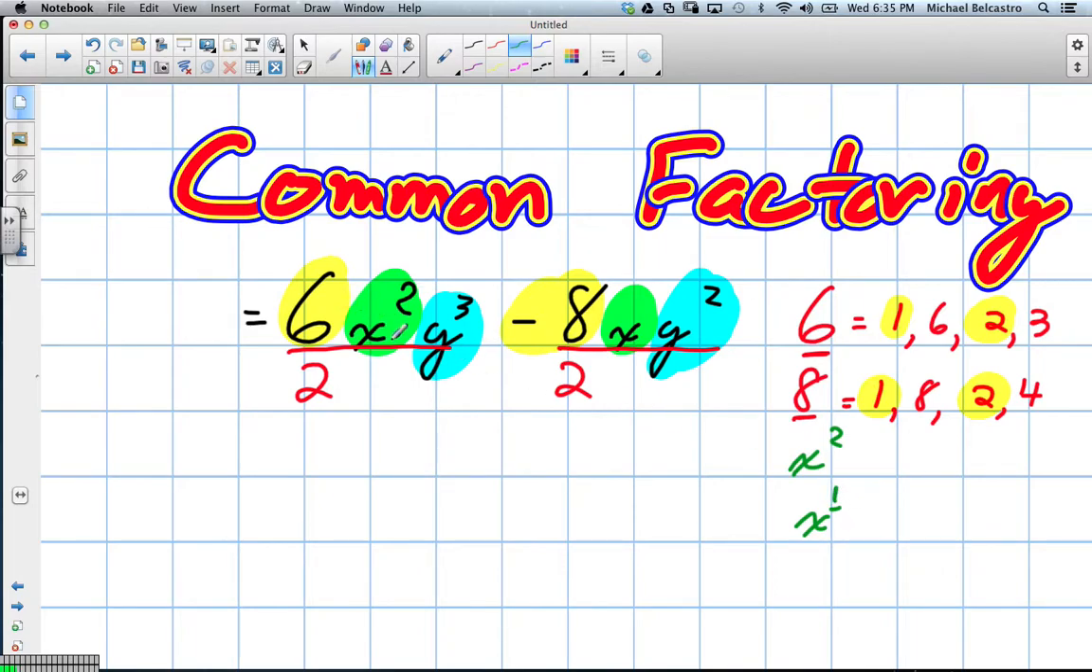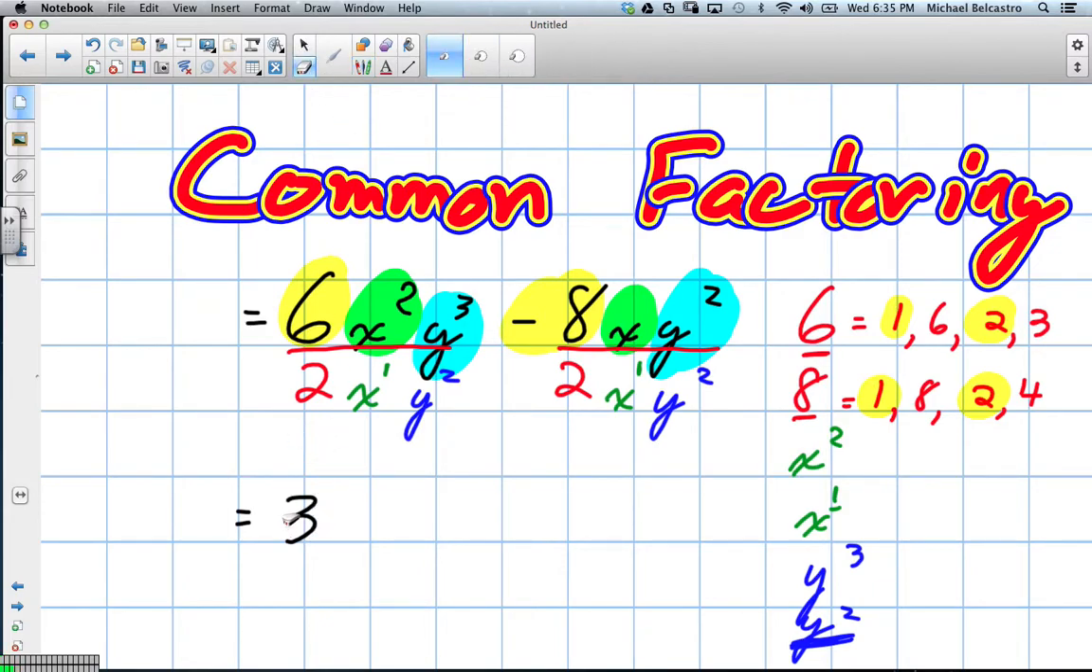So what we're going to do is divide each of these terms by x to the power of 1. And finally, our y terms, I have y cubed and y squared, which means which one am I going to use? The second one, the lower one. So we're going to divide by y squared each of these. So to start off, our coefficients. Well, 6 divided by 2 gives me 3.